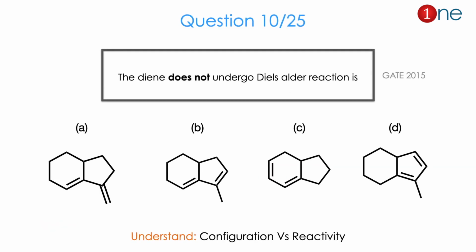Then let us look at the next question. The question is really about which diene does not undergo the Diels-Alder reaction. They gave a 6-5 membered fused system with a conjugated diene. All four are different in the position of the double bond. From the question and possible answers, you might realize the question is really about configuration versus reactivity. The answer is B. Let us see how.